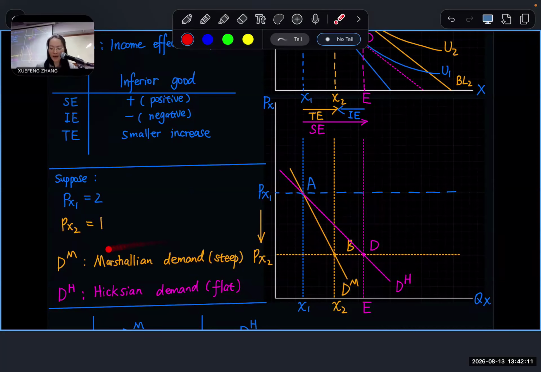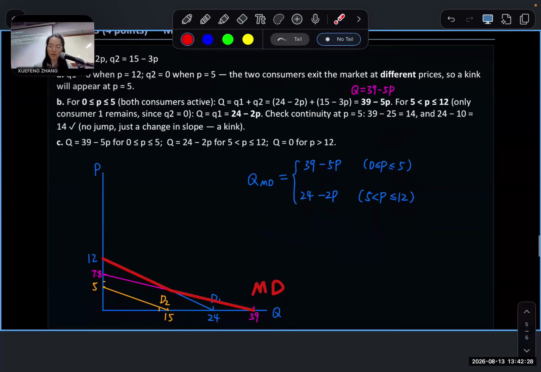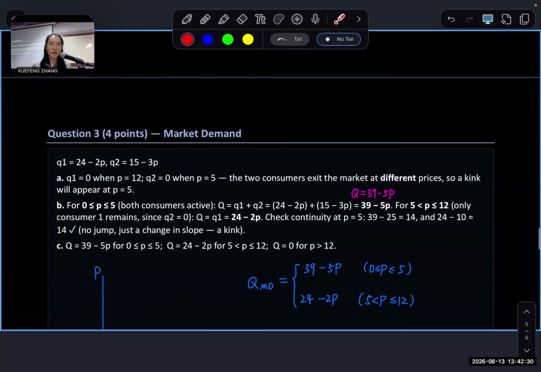AB, total effect for Marshallian demand. AD, Hicksian demand. All right? So in this case, DM means Marshallian demand, which is steep. DH means Hicksian demand, which is flat. Okay, I'll leave this one to you next because I want to show you how to do question 3 because most of you didn't do this.